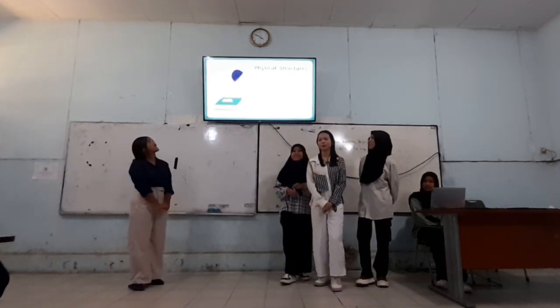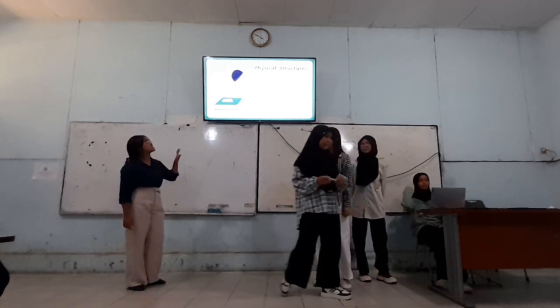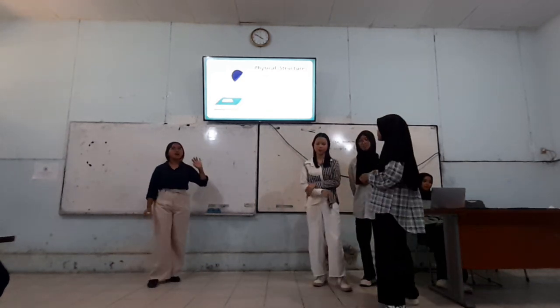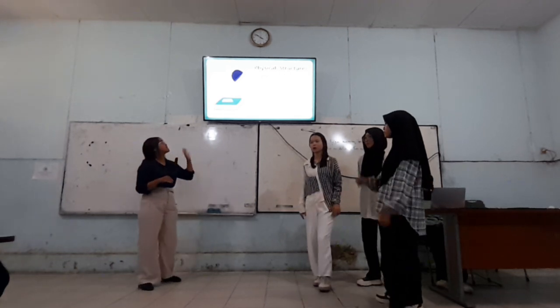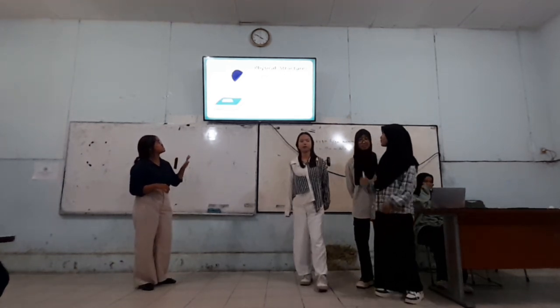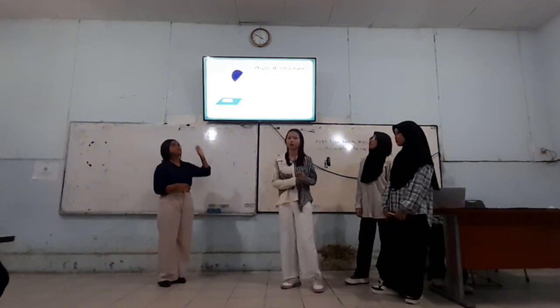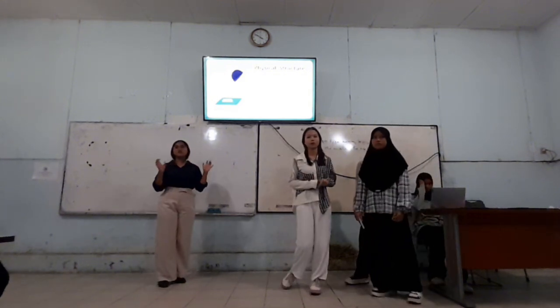Okay, the next one is physical or structure. The first one is lineation. Lineation is like a line in a poem. Lineation has two types. The first one is enjambment: the line continues to the next without a pause. So when we read enjambment, we have to read it quickly.